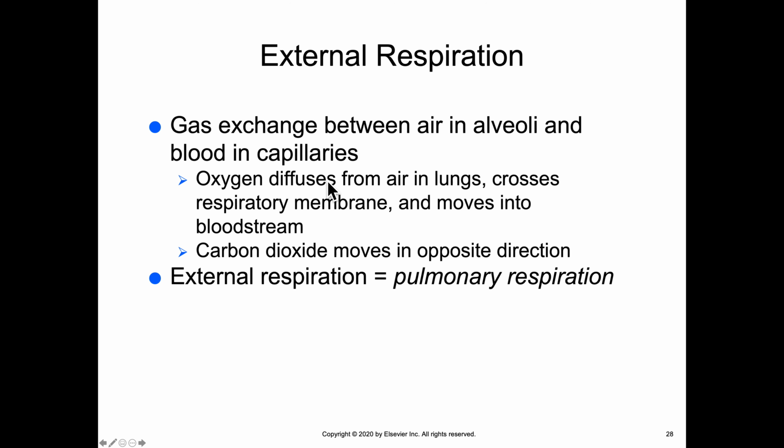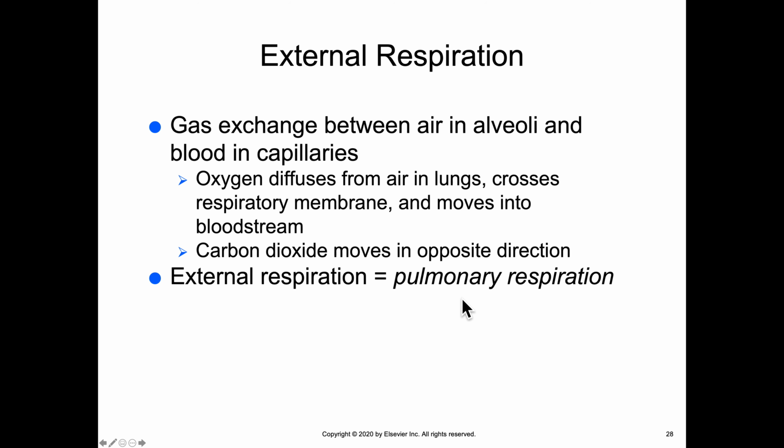So as oxygen diffuses from air in the lungs, it crosses the respiratory membrane across the alveoli and the capillaries and moves into the bloodstream where these capillaries are. Carbon dioxide is going to move the opposite direction. It's going to go from the capillaries across the respiratory membrane and then diffuse into the alveoli so it can be exhaled out of the body.